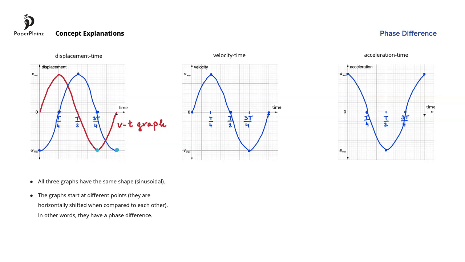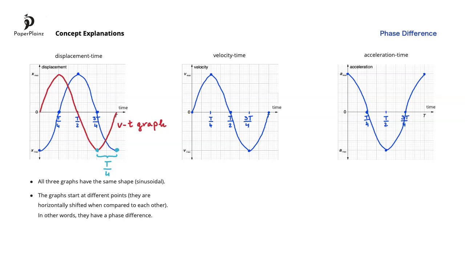The time period of each graph is T. The time period here is represented by 8 squares. The distance between the minimum points on the graphs is 2 squares, which is a quarter of the time period, so T over 4. Therefore, the phase difference between the displacement time and velocity time graphs is T over 4.